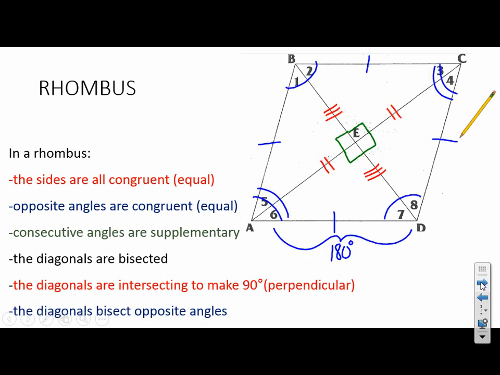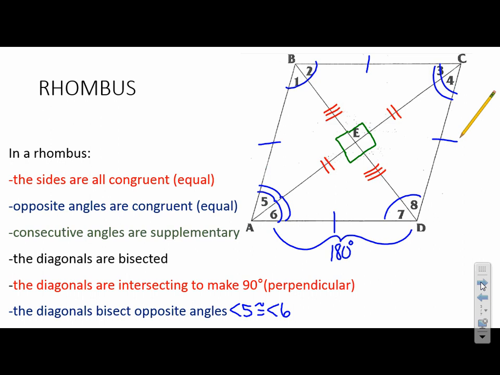Okay, and last but not least, this one's kind of tricky to draw in your picture, but the diagonals bisect the opposite angles. So maybe if you want to use the numbers that are in your picture, that means angle 5 right here is congruent to angle 6. Okay, so angle 5 is congruent to angle 6.